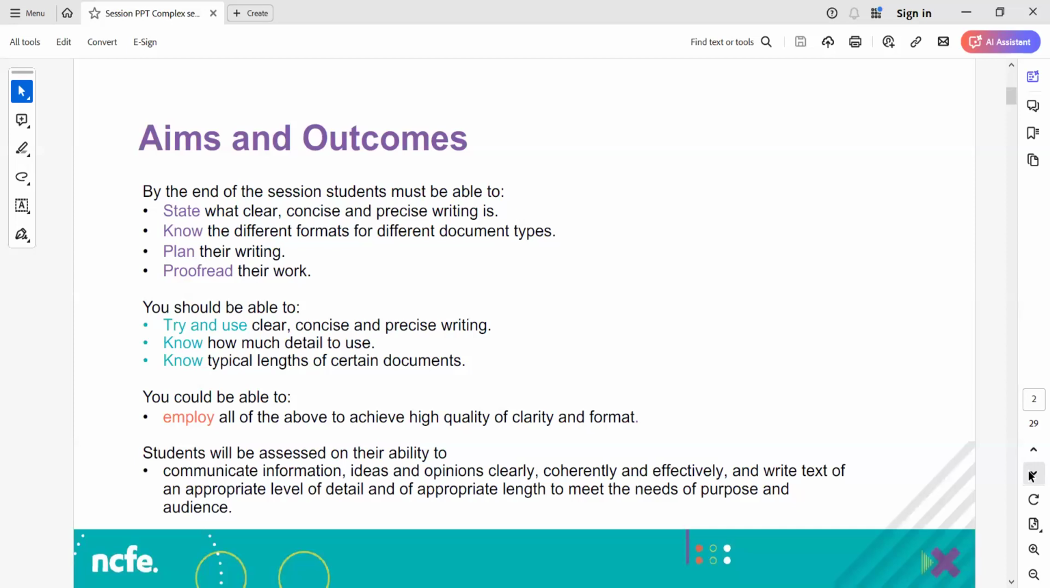And when you do your level 2 assessment, they will be looking at your ability to communicate information, ideas and opinions clearly, coherently and effectively, and to write text of an appropriate level of detail and of appropriate length to meet the needs of purpose and audience. So this is what we are looking at this morning.